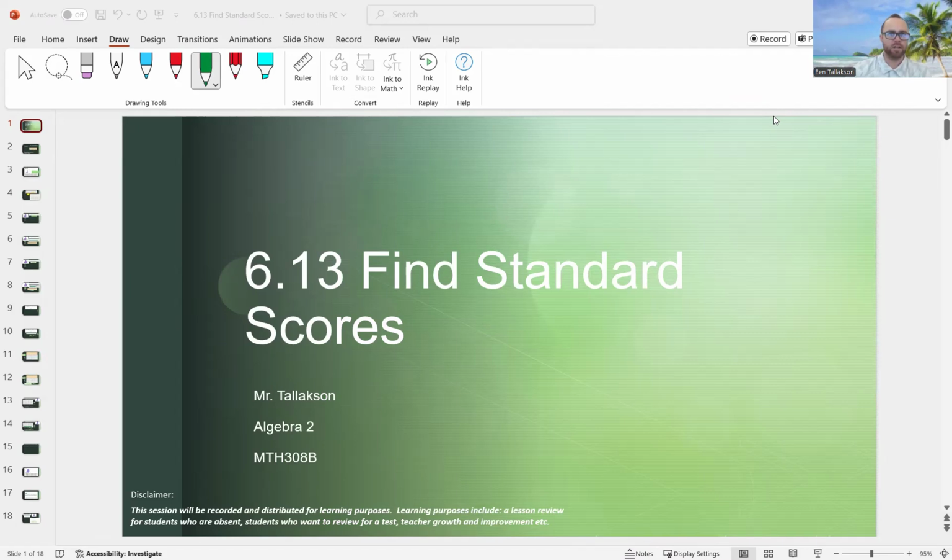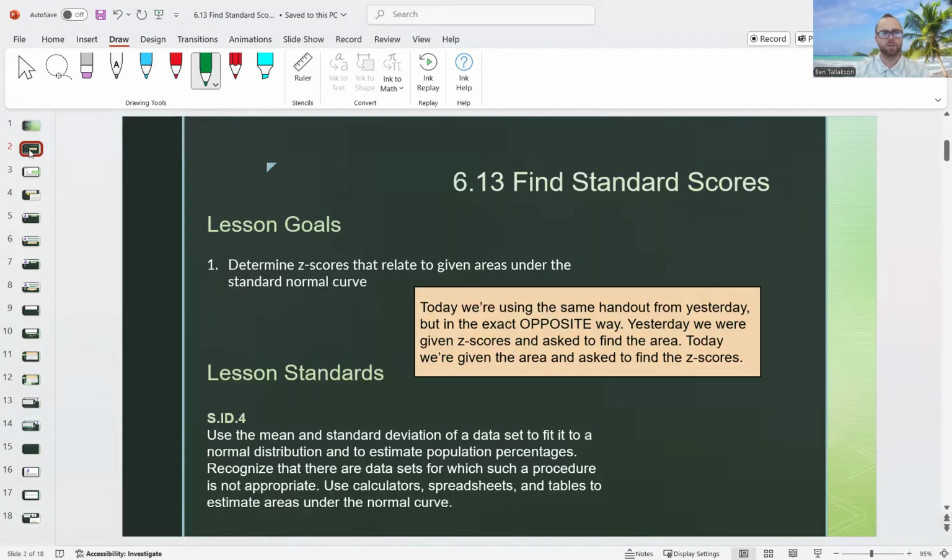Let's go ahead and look at 6.13, find standard scores, with our goal being determine z-scores that relate to given areas under the standard normal curve. So today we're going to use the same handout from yesterday, but in the exact opposite way. Yesterday, you were given z-scores and asked to find the area. Today, you're going to be given the area and asked to find the z-score. Let's do it.